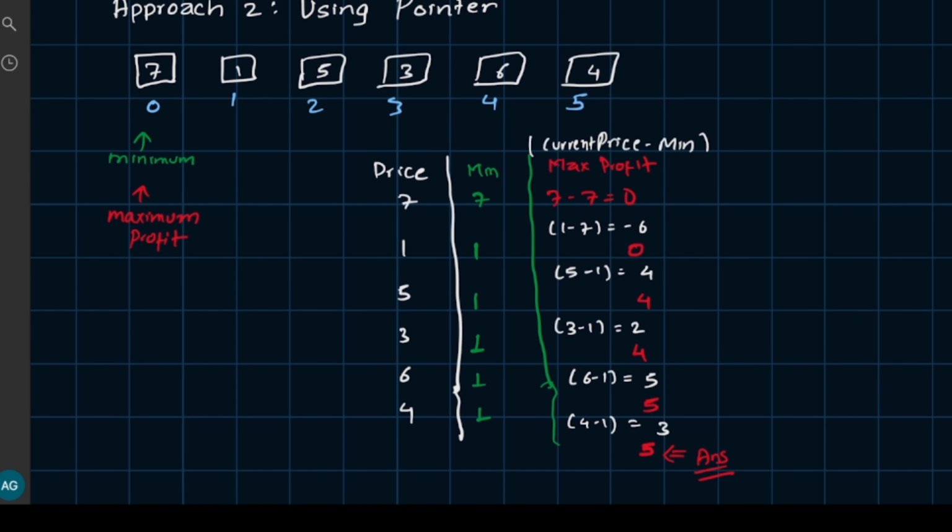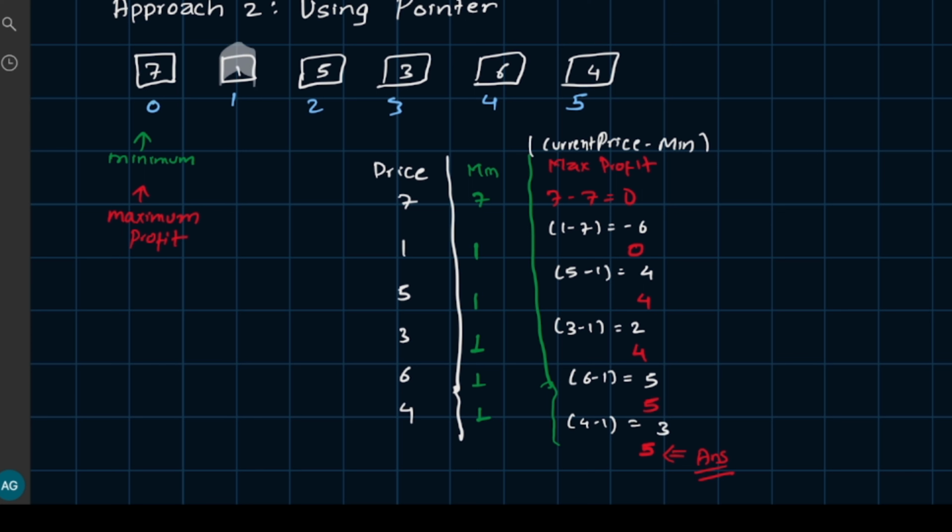The other way by which we can solve this particular problem is using pointers. We can introduce a couple of more variables called current minimum and current maximum profit. We're going to calculate this minimum and maximum profit as we iterate through the elements. At first we start with 7. In that scenario, our minimum number is 7 and the maximum profit that we can get is 7 minus 7, which is 0. So we're going to store this 0 as our maximum profit.